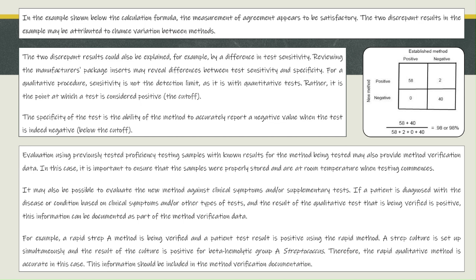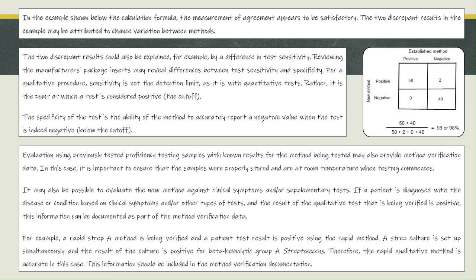Reviewing the manufacturer's package inserts may reveal differences between test sensitivity and specificity. For a qualitative procedure, sensitivity is not the detection limit, as it is with quantitative tests. Rather, it is the point at which a test is considered positive, the cutoff. The specificity of the test is the ability of the method to accurately report a negative value when the test is indeed negative, below the cutoff.